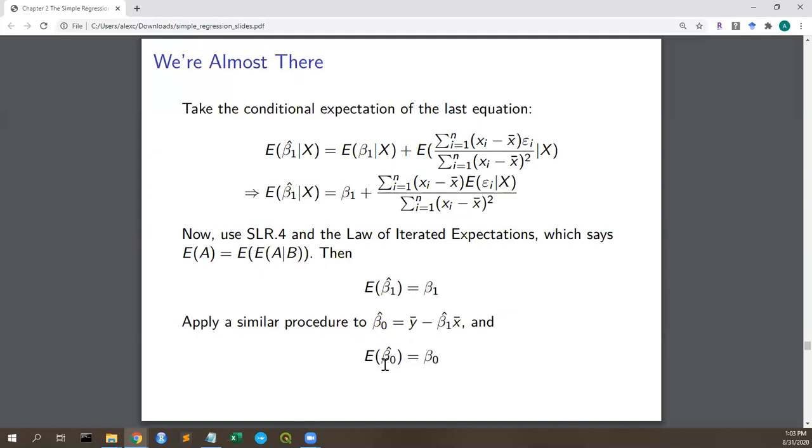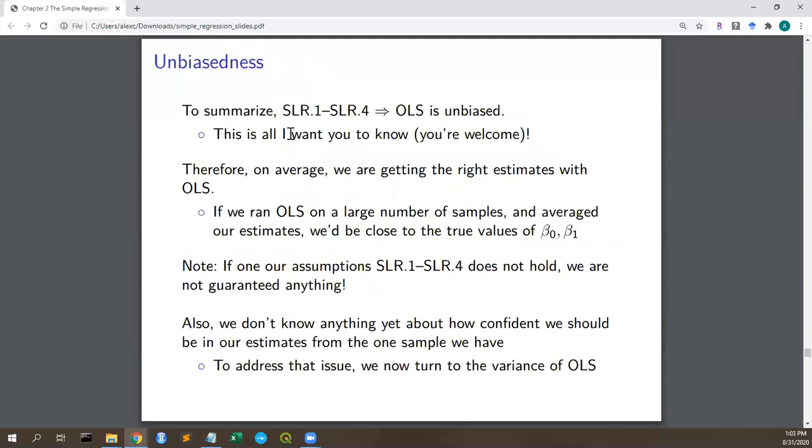And you can do it similarly for beta 0, but it's important to show that OLS is unbiased. That's very, very important. So all we're going to be able to say is those 4 assumptions can help OLS be unbiased, or we assume OLS is unbiased at that point. So on average, essentially, if you run this model over and over again, with different data sets, you can get the right estimates on average.